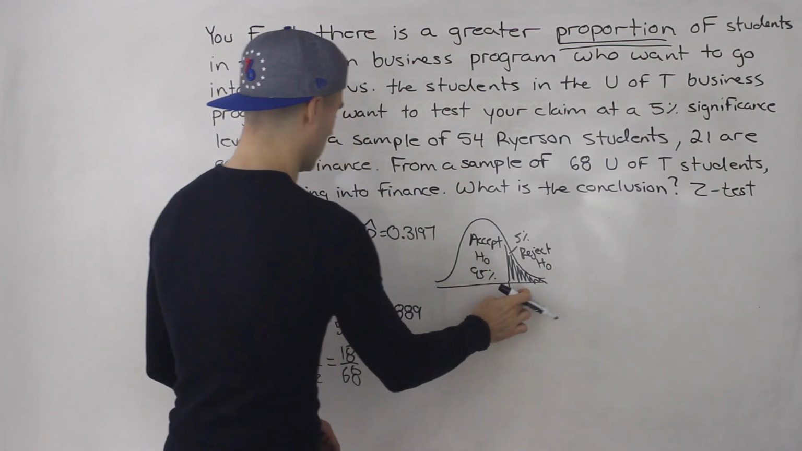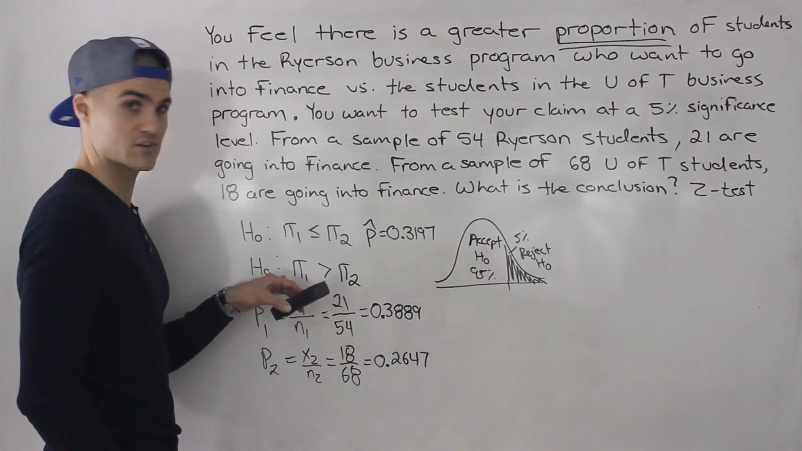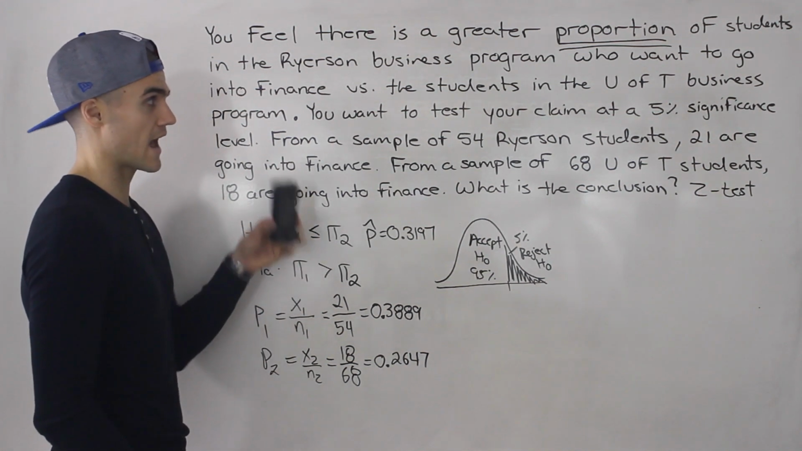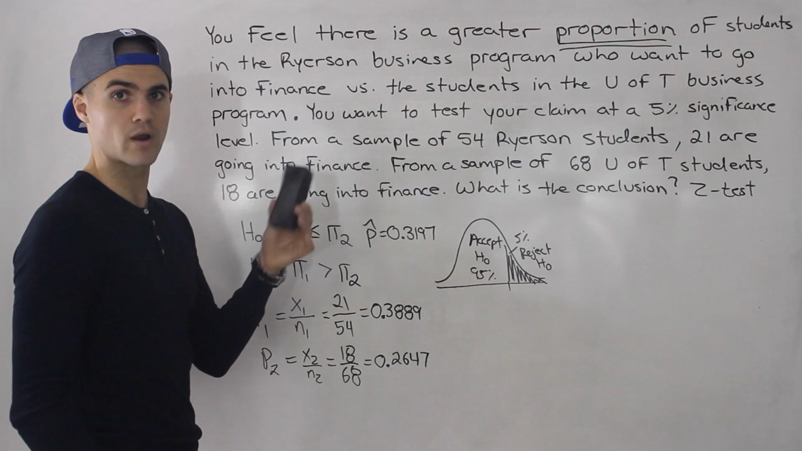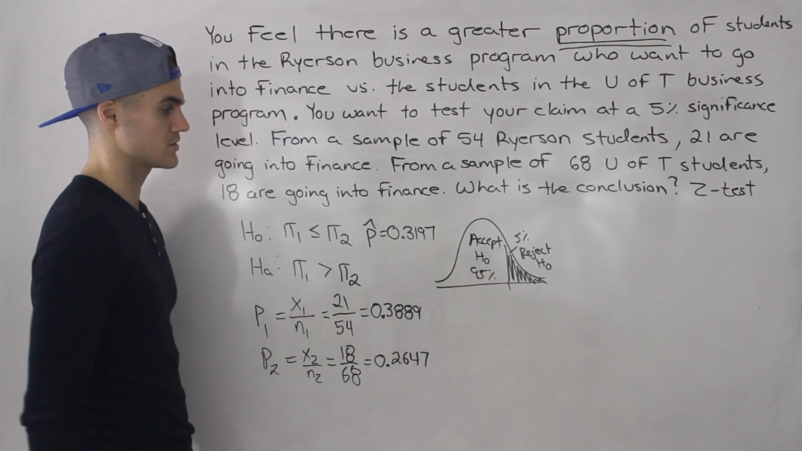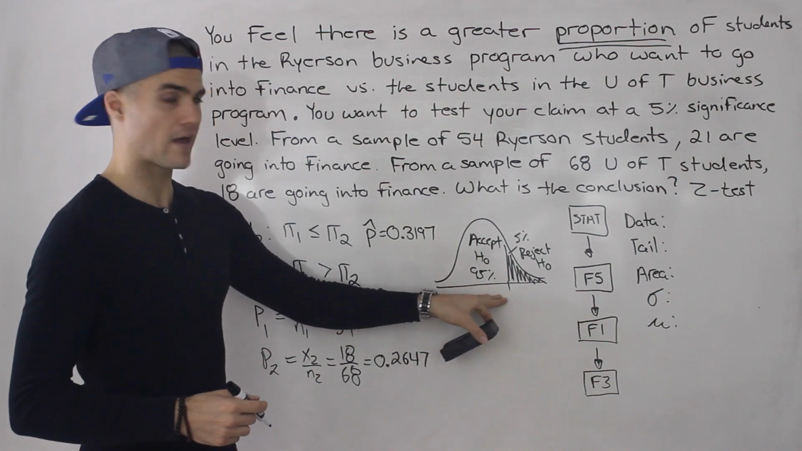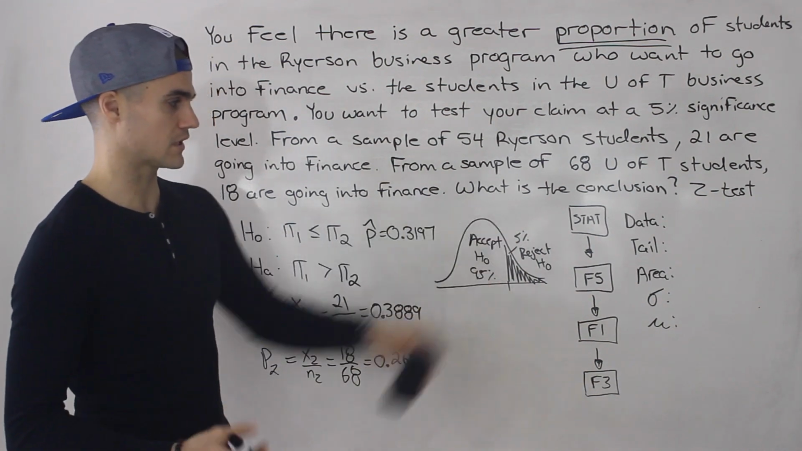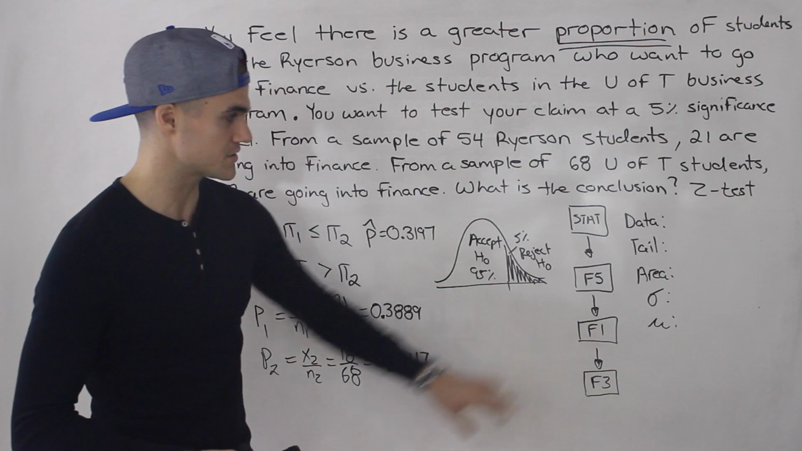So if we reject the null hypothesis, it means that there's evidence pointing towards our claim that there is a greater proportion of Ryerson students going into finance versus U of T students. And you could look up that critical value in the table. You could also do it with the calculator here. You'd go through these inputs, right?